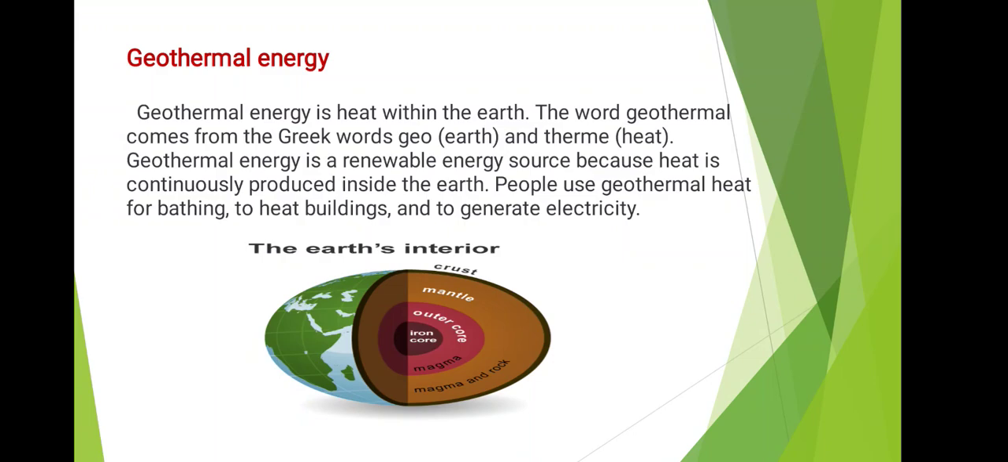Next, geothermal energy. Geothermal energy is the energy within the earth. Geo means the earth, and thermal means the heat. When we dive inside the earth, we will find magma and rocks. Due to that, an incredible amount of heat is generated inside the earth, and we use this heat to boil the water, which turns the turbines, and then we get the energy.